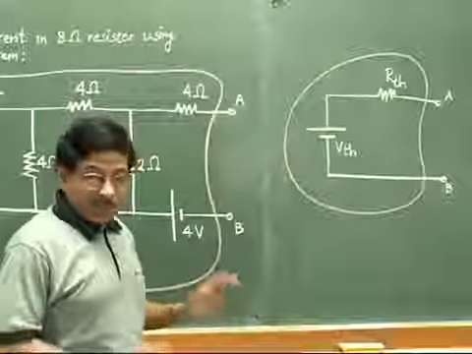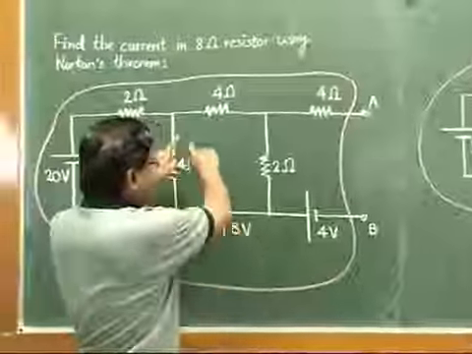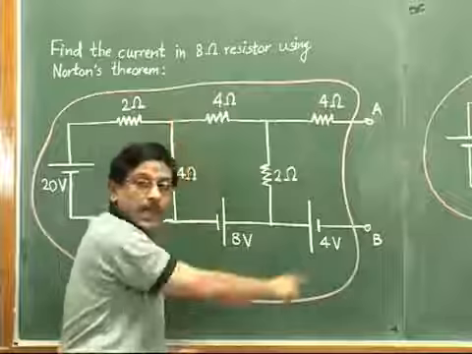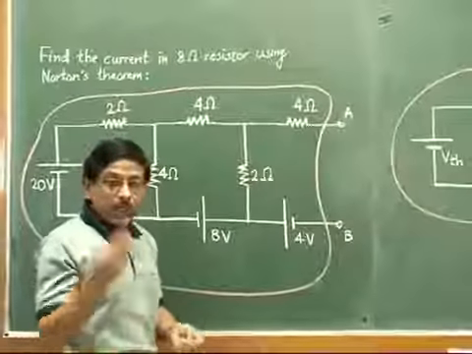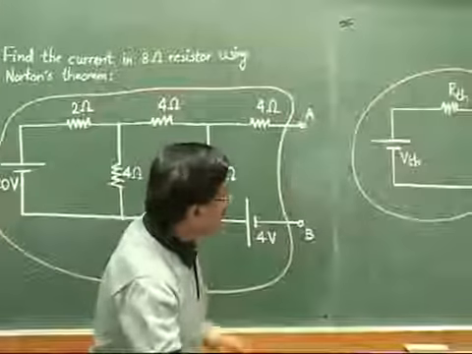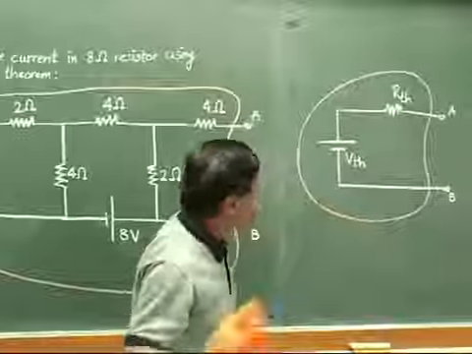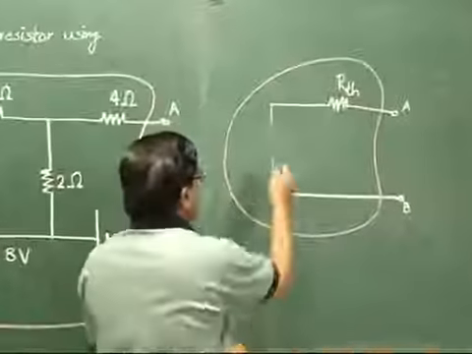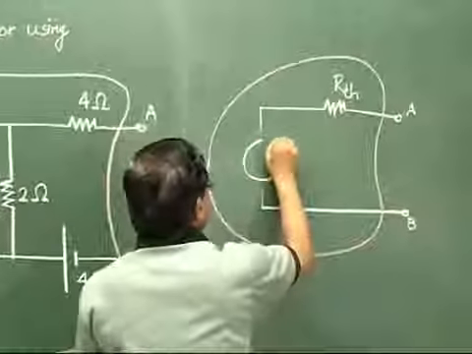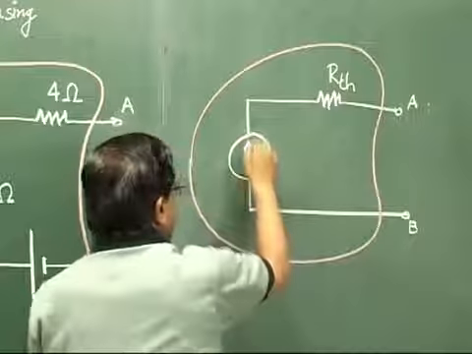What is the difference here? In Norton's theorem, Norton suggested that whatever we get in the space enclosed by the red line, we have to convert it into an equivalent circuit in which, instead of a voltage source, there will be a current source. So it would be like this: instead of a voltage source, a simple current source, maybe shown like this.